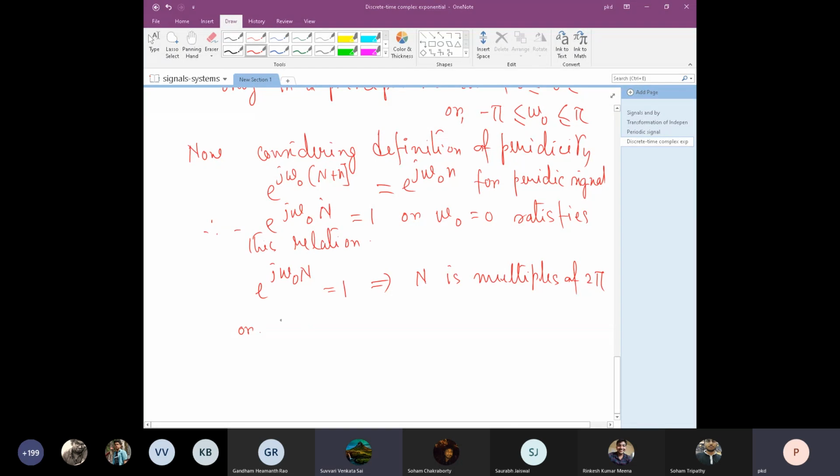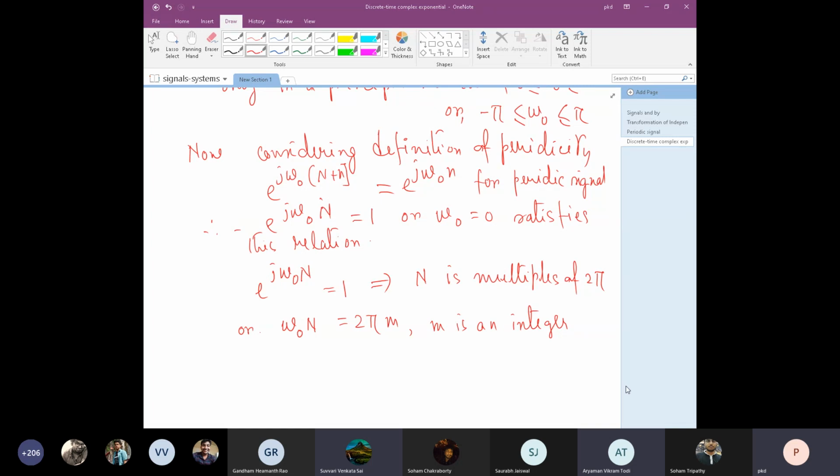Or omega naught n equal to twice pi m, where m is an integer. Sir, is n a multiple of 2 pi, or 2 pi by omega naught? No, it is twice pi. So that will be e to the power j omega naught n, because 2 pi here.